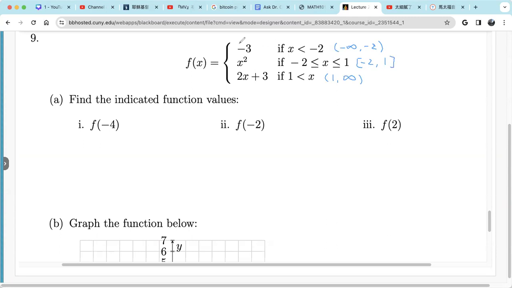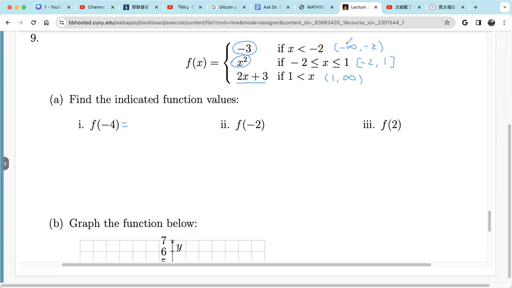We see each interval is defined differently, right? A constant function defined from -2 down to -infinity. A quadratic function defined in between -2 and 1. Then a linear function defined for all x values greater than 1. So let's evaluate those couple.